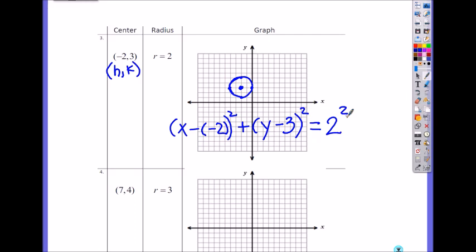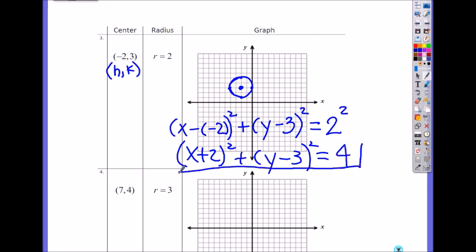Now let's simplify. What's x minus -2? x plus 2. So as you can see, just like the equation of a parabola in vertex form, whenever it's at -2, it's the opposite, it's plus 2. So if you have -2, it becomes plus 2. And y minus 3, if it's positive 3, it stays y minus 3, squared, equals 4. Okay.